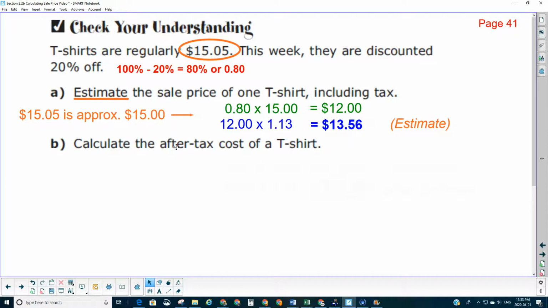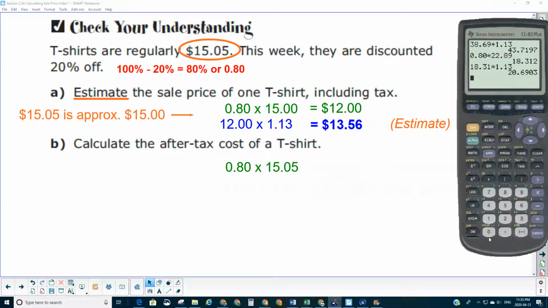Let's actually calculate, which is what we did today. Same idea. We're going to use 80% because we're getting 20% off. So instead of 80% of $15, we can actually use 80% of the real cost of it, which is $15.05. We're going to punch that into our calculator. 0.80 times 15.05, and we get $12.04 exactly, no rounding needed.